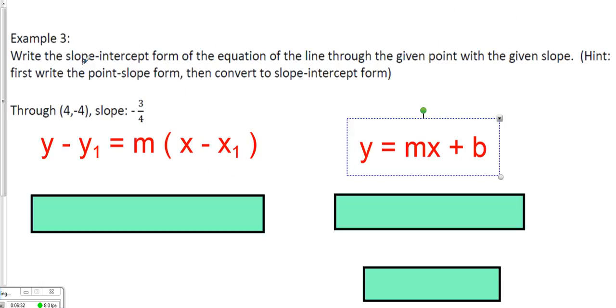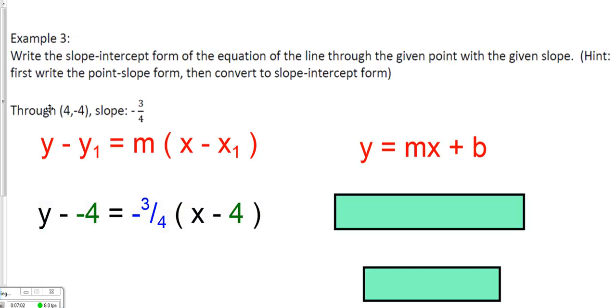Example 3, write the slope-intercept form of the equation of the line through the given point with the given slope. Hint on this one is first write it in the point-slope form, then convert it. So if they gave us that our line will go through the point 4, -4, and it's going to have a slope of -3/4. Again, here's our formula that we start with. So this example 3 is basically taking example 1 and 2 and putting them all together.